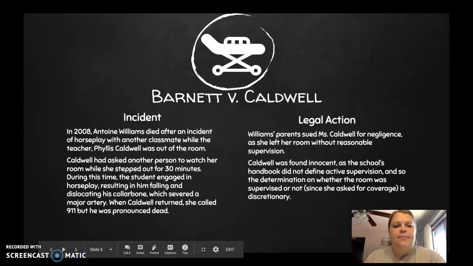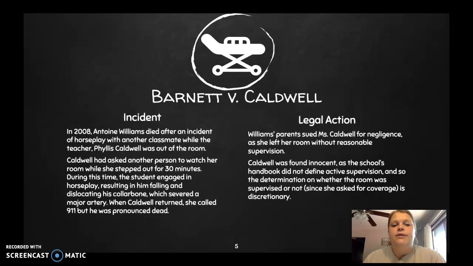The first case happened in 2008 when a student was playing around with another classmate in the classroom while unsupervised. This case, Barnett versus Caldwell, had a teacher, Miss Caldwell, who left her classroom for about 30 minutes. She had asked another teacher to supervise her classroom, but they had rooms that were connecting to one another, and the teacher that was supposed to be supervising while she left didn't come in and actually observe her classroom because he was busy with his own classroom.